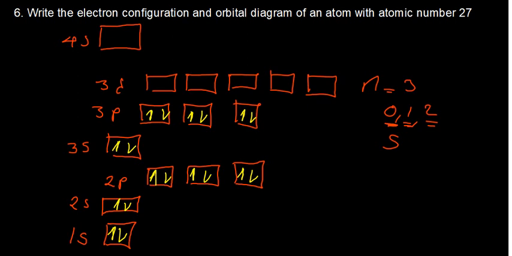Now instead of us filling the 3d, the 3d has higher energy than this one. So we first fill up the 4s, which has got lower energy than the 3d. That is according to Aufbau's principle. So what we have used up is 1 to 18. So 19, 20, 21, 22, 23, 24, 25, 26, 27, 28. Okay, I've gone to 28. There's supposed to be only 27. So we are going to end here. So that would be the orbital diagram for an atom with atomic number 27.